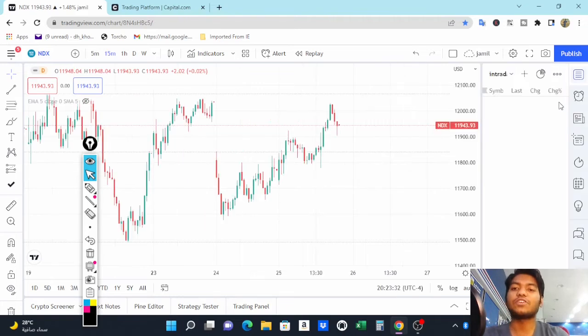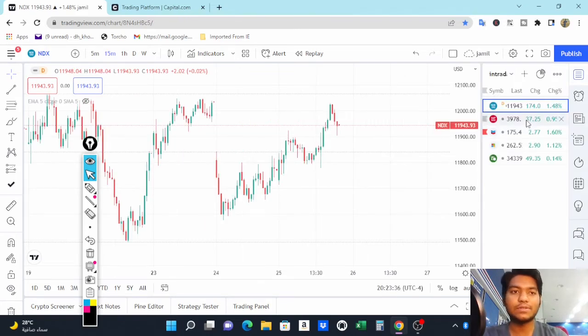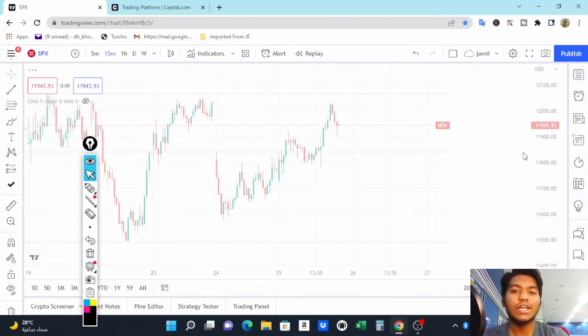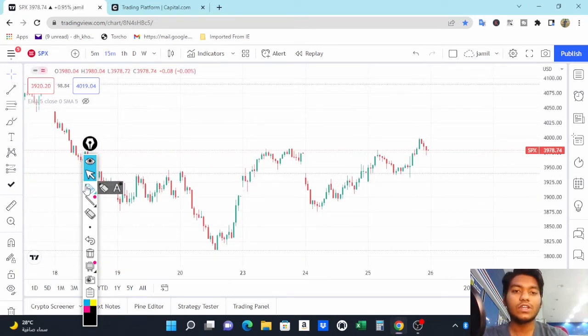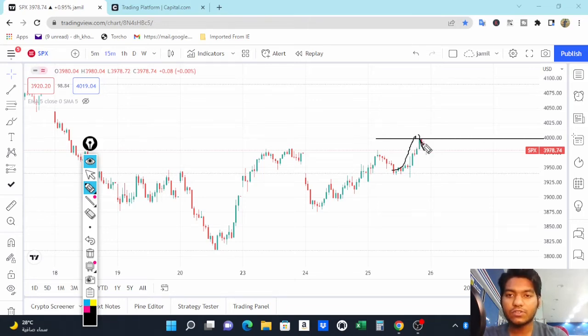So let's see how we can trade the S&P 500. Similar analysis, similar chart pattern to the Nasdaq. 4,000 has been tested multiple times, and as you can see today it is respecting that level and is trying to retrace. So that's a positive momentum for us.